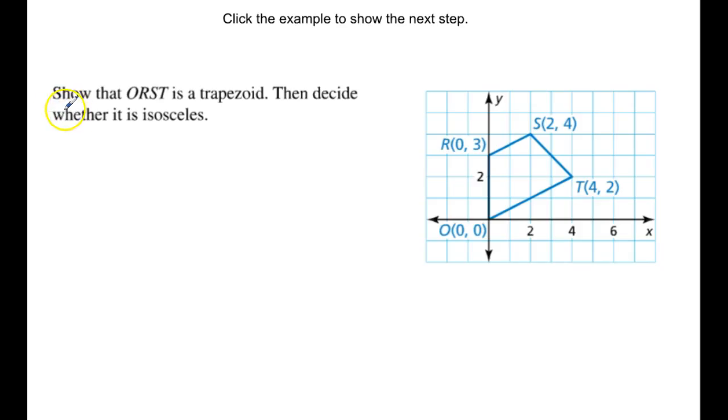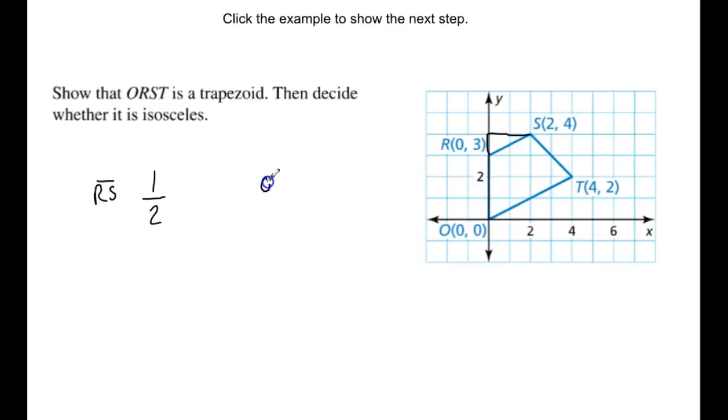So here we are back with this problem. Show that QRST is a trapezoid, then decide whether it's isosceles. In order to show that this quadrilateral is a trapezoid, I need to show that one set of opposite sides is parallel and the other set is not. So let's look at the slope from R to S. I go rise over run, so I go up 1 and over 2. So I go up 1 over 2. This is the slope of RS, right? And I want to label this and make sure.